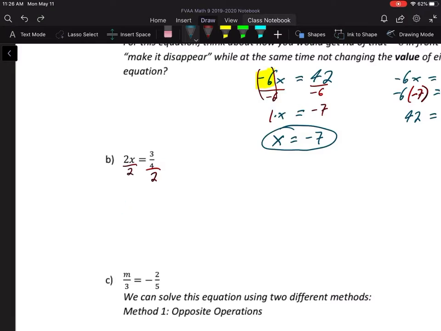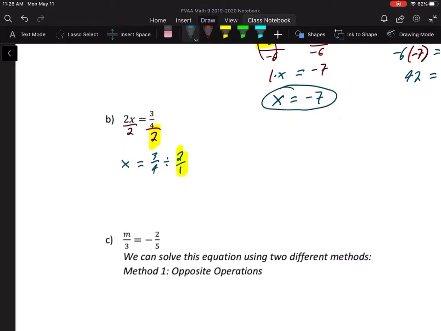Sorry, this is not going to give me 2. It's going to give me 1x, but I can just write it as x is equal to 3 over 4 divided by 2 over 1. Okay, I'm going to turn the 2 into a fraction. This is the same as this, okay?